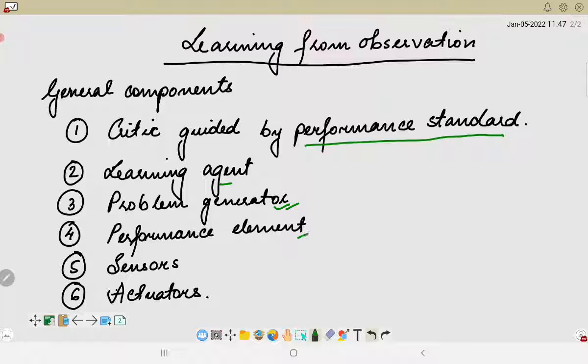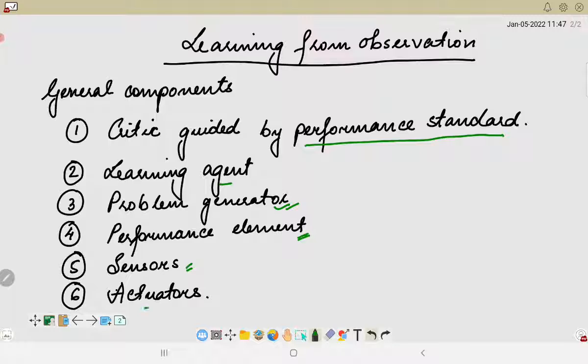The fourth one is the performance element. This will actually be measuring how good the agent is performing in any given scenario. The sensors are extremely important because without them our system will not be able to perceive the environment, because only through the sensors will we be able to perceive the environment, and hence sensors are an essential component of a learning agent.